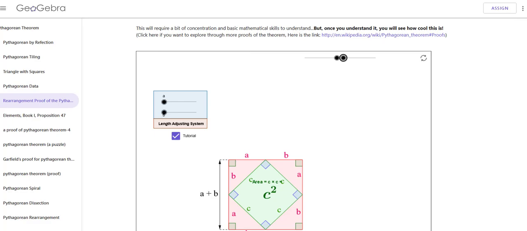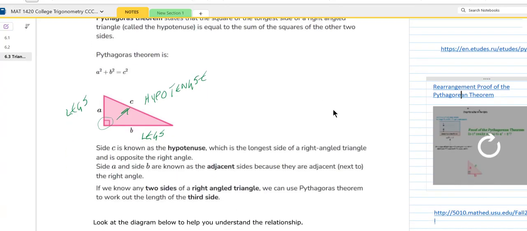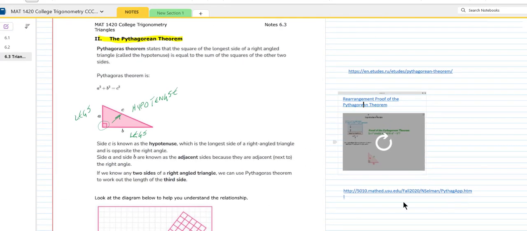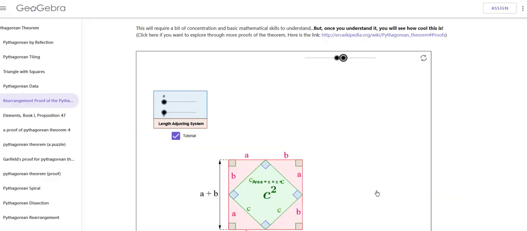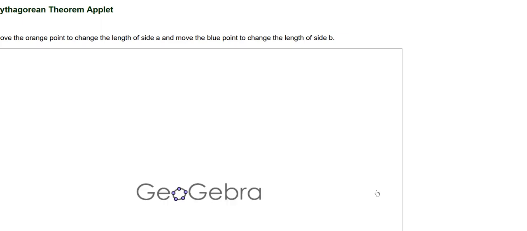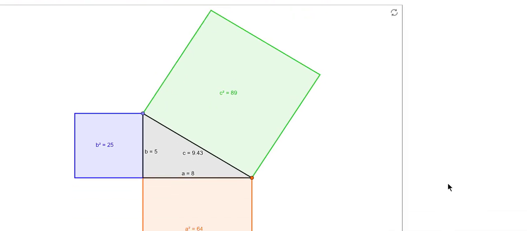That's one of them. Okay, let me go back to see if there was another one that I wanted to show you. Just one more. And this one's kind of the classic one that's a good thing on GeoGebra to show to students. And this kind of goes like this.